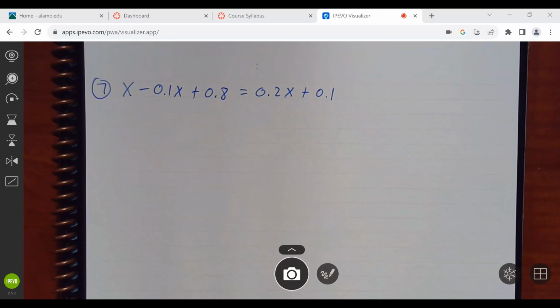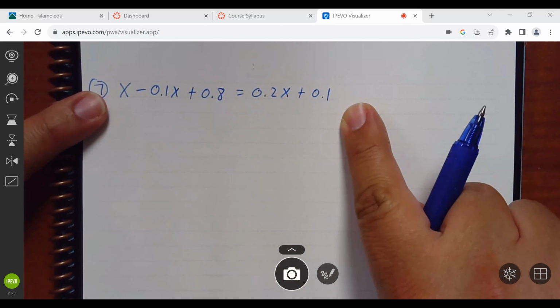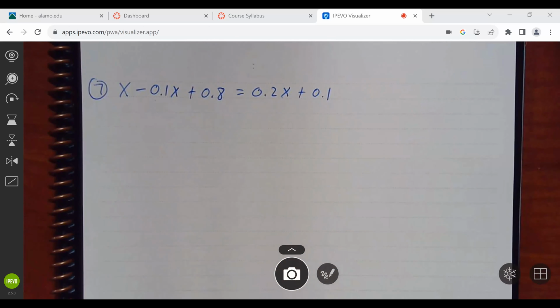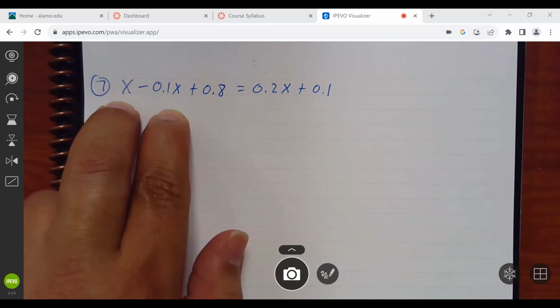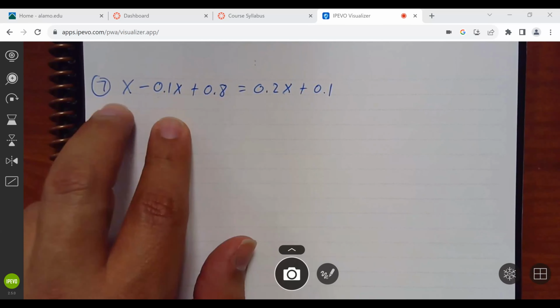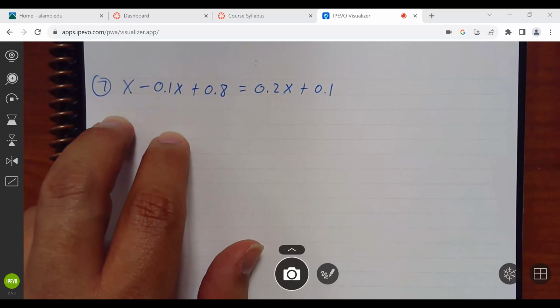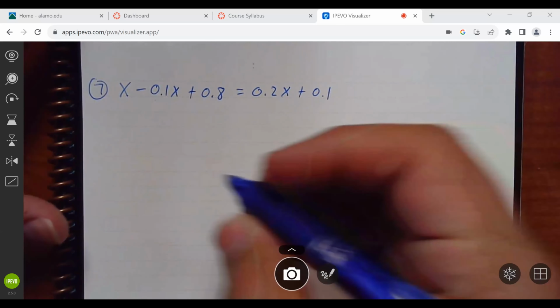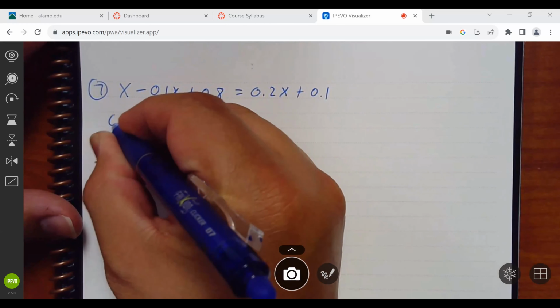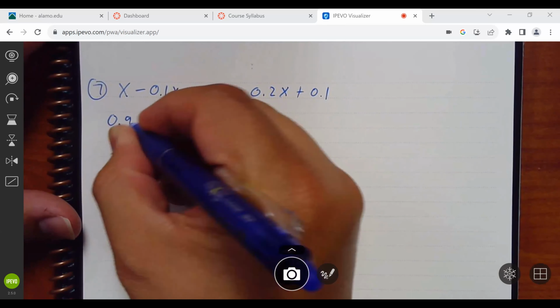First step is check for like terms. Do you see any, on either side? Which ones? x and then -0.1x. Yeah, they're both x terms, right? So it's 1 minus 0.1, 0.9x.